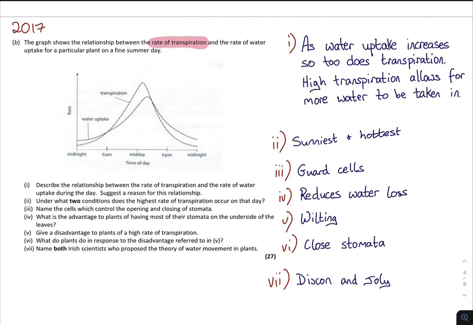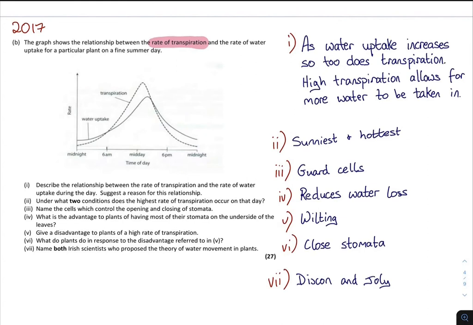Within that, you have two graphs. You have water uptake and you've got transpiration. Water uptake is the roots, so water entering the roots, and transpiration then is evaporation of water from the leaves. Now, describe the relationship between the rate of transpiration and the rate of water uptake during the day. Suggest a reason for it.